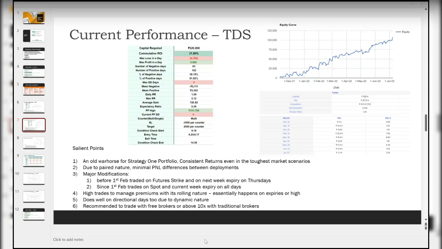So it does high trades specifically on expiries, and let's say when market is moving a lot. So that's when the trades go up, and it is recommended only with free brokers or above 10x with traditional discount brokers. So only if you do above 10x, then you should do the strategy with Zerodha or any other broker where you're paying 20-25 rupees per lot.